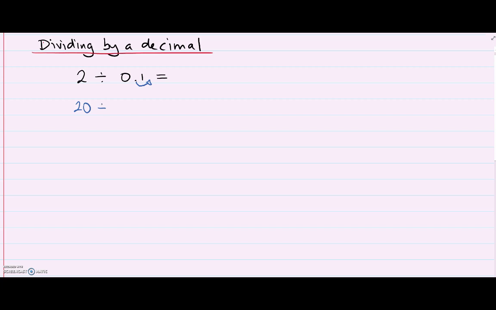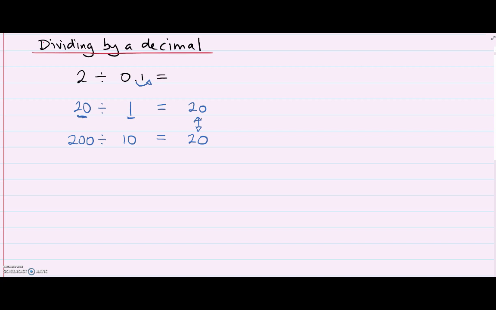So let's see what happens when I do 20 divided by 1. In your heads you should know that 20 divided by 1 is 20. Now let's see what happens when I multiply both of those numbers by 10 as well. So 20 times 10 is 200. I just add a 0 to the end, and 1 times 10 is 10. Now let's see what happens when I answer this question. 200 divided by 10, well, that's 20. See how I get the same answer?